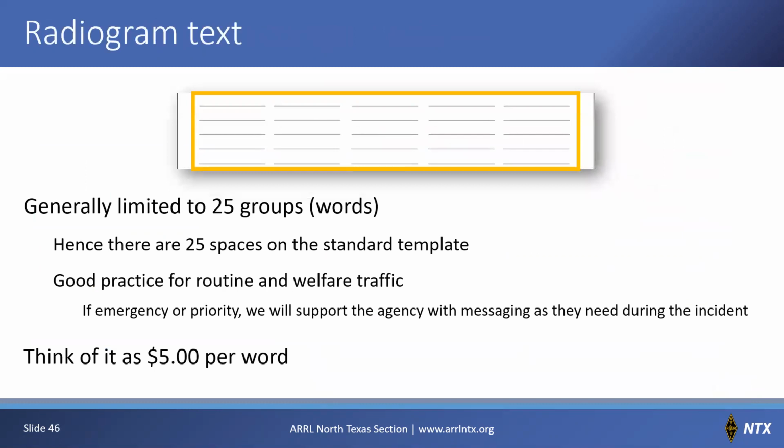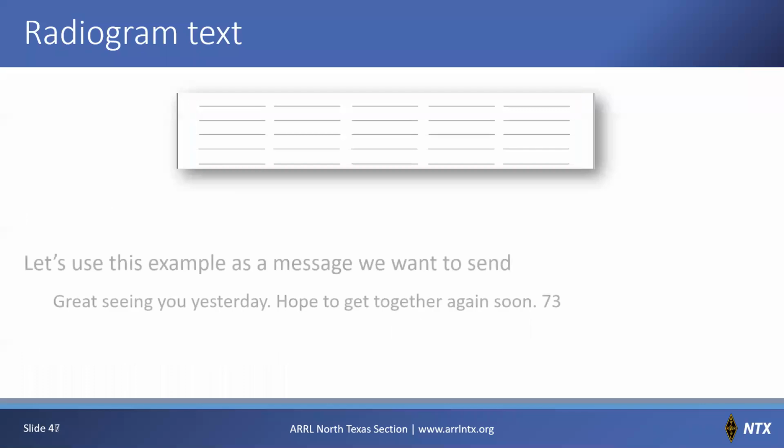Okay, next part, the text. This is the message. Again, usually 25 groups of words. I like to think of each space costing $5. And you can maybe correlate that with the telegram days, that the longer the message, the more it costs. Again, we want to be clear and concise in those types of things. So if you can shorten it and save the $5, save the $5.